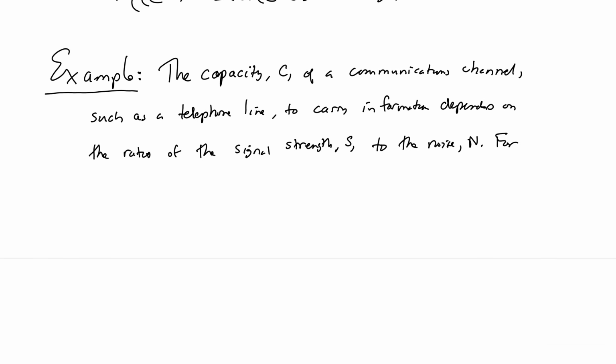Okay, so the capacity C of a communications channel, such as a telephone line, to carry information depends on the ratio of the signal strength S to the noise N. Let's say for some constant K, our formula here is C equals K times the natural log of 1 plus S over N.